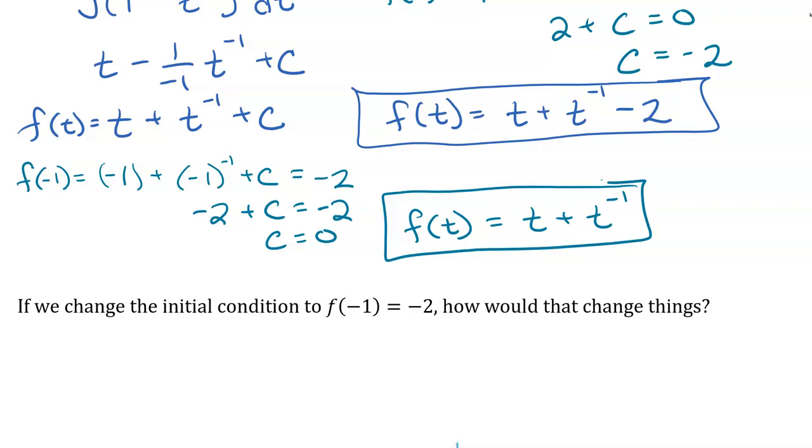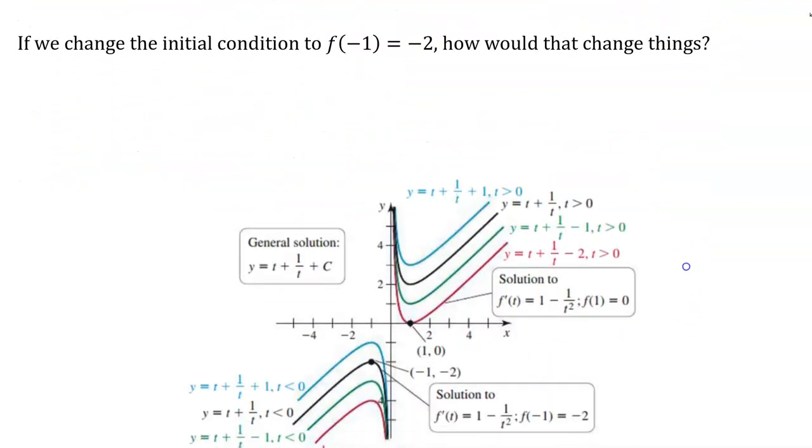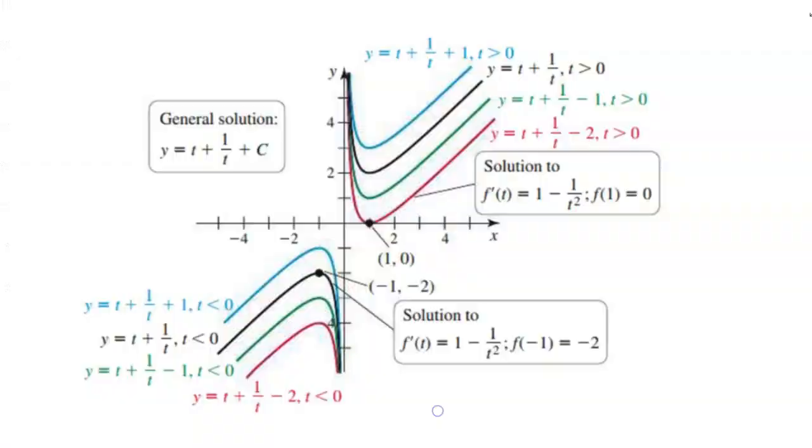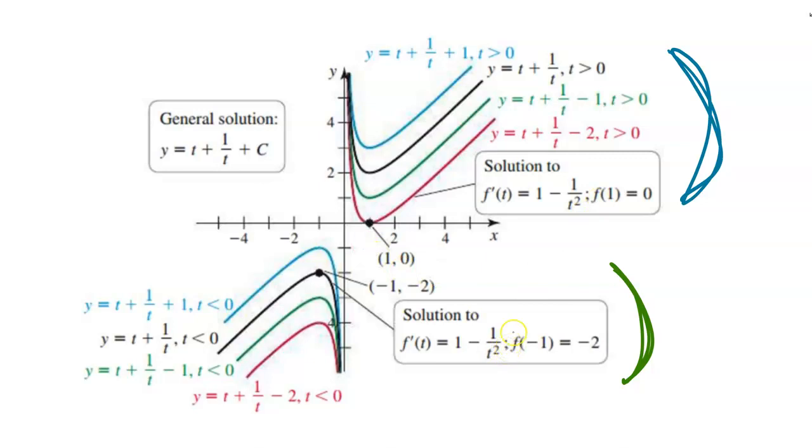This seems like such a small difference. However, there's rather a large difference if we look at the graph. So I actually included that at the bottom of your page. And this is our first initial condition, f of 1 equals 0. And this down here is our second initial condition, f of negative 1 is negative 2.